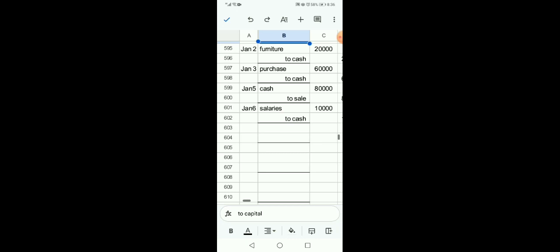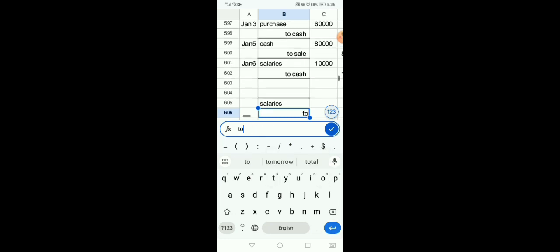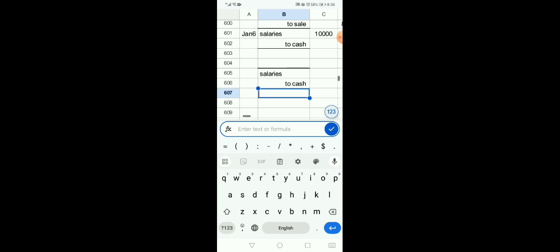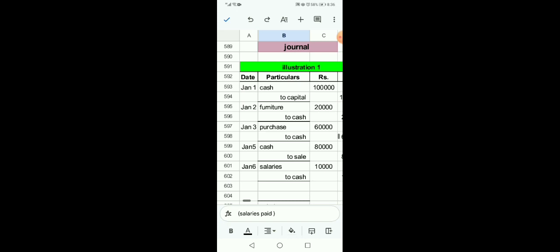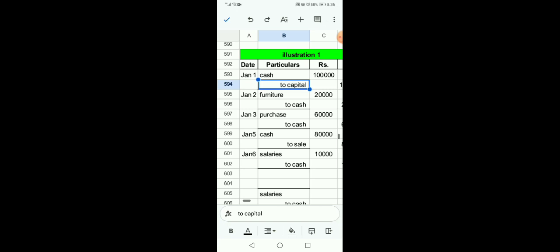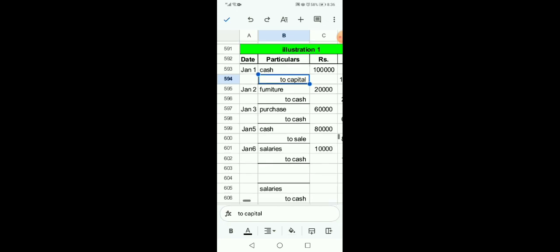For example, if you have made any entry like salaries and to cash over here, this was your journal entry. On third line, you will narrate as salaries paid. Just 2, 3, 4, 5 words, and this is called narration. Why we are not writing narration over here? It is just because we are focusing upon the ledgers. Our main focus is not journal, so we can skip it just to save the time.